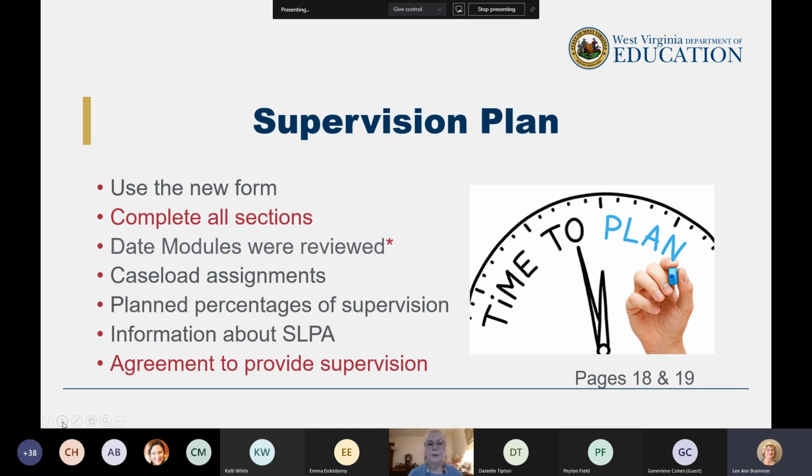You start out with the caseload assignments that you have right now, knowing that it's going to change. But what is it? And what are your planned percentages of supervision? And we're going to talk about how much you need to supervise. And on the second page, there's information about the SLPA, the schools they are assigned to, and contact information. And finally, there's an agreement to provide the supervision that the supervisor needs to sign, because you're basically signing ethically, legally, I'm going to take responsibility for this SLPA.